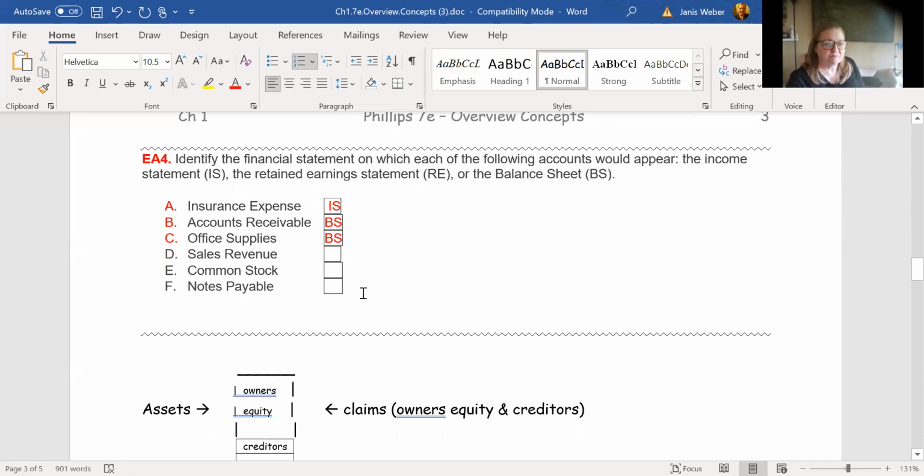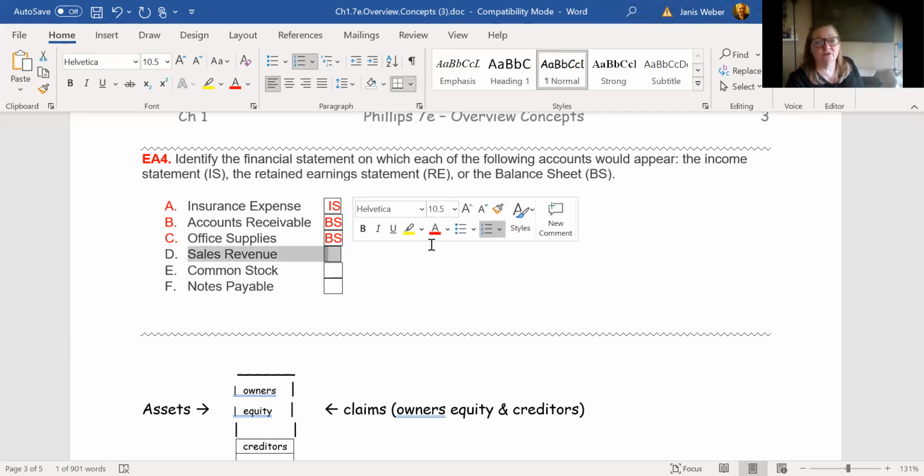Okay, sales revenue, that's an income statement account. I'll turn everything red.